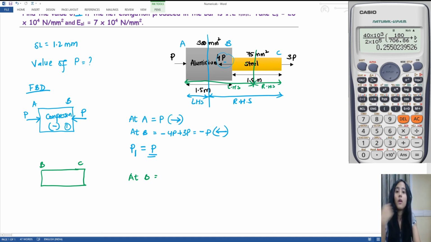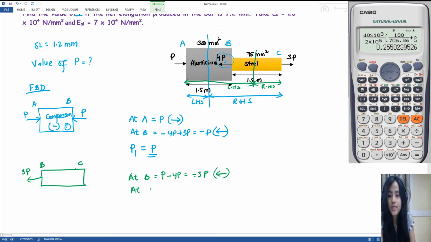So at this point here, from here till here, there are two forces, plus P and minus 4P. Plus P and minus 4P will give you minus 3P, right? And it is going in left direction. Minus means left. So minus 3P.